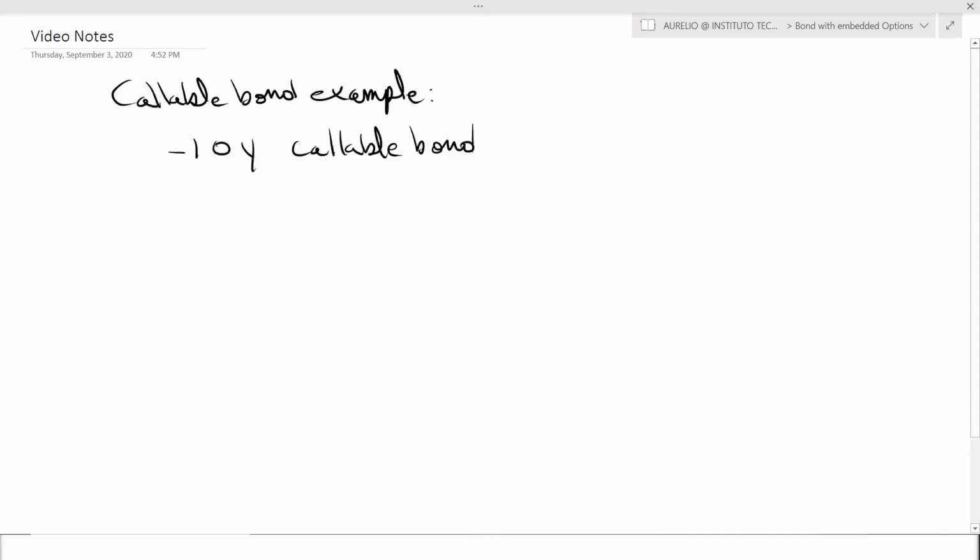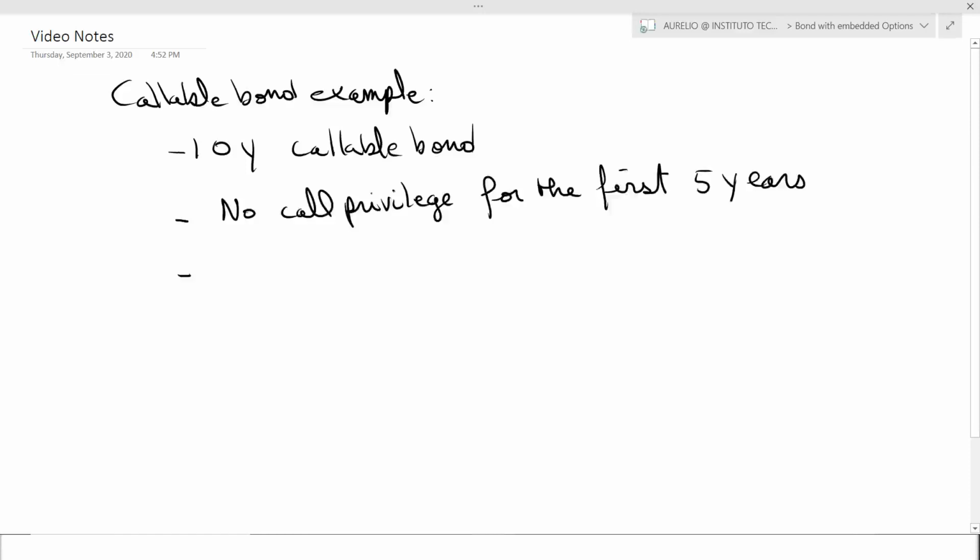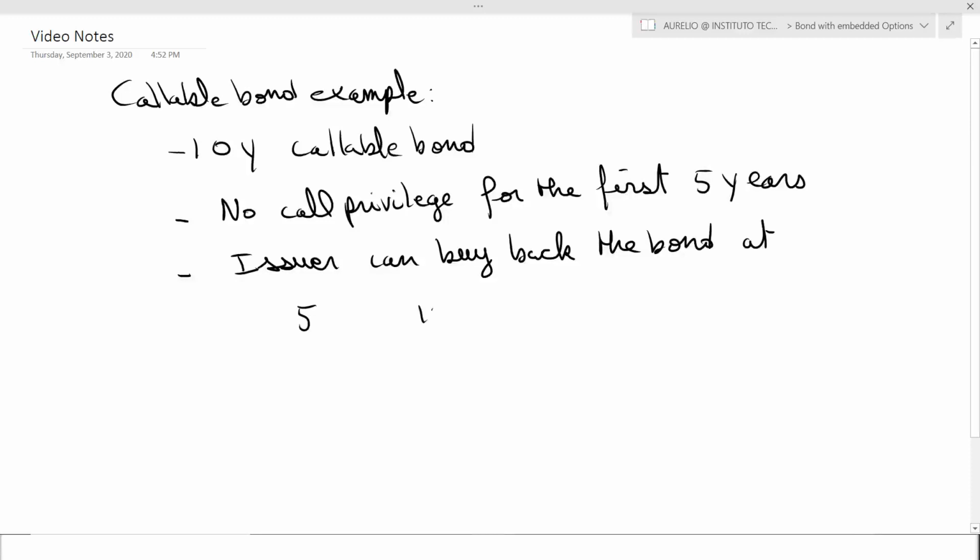Let's give some examples. Let's see a callable bond example. Let's imagine that you have a 10-year callable bond and that this bond cannot be called before year 5. Now, in the future, after year 5, the issuer can buy back the bond at certain prices. Like in year 5, it can buy it back at a price of 107.5. At year 6, at a price of, again, 107.5. Year 7, 106. Year 8, 106. Year 9, 103. Now, notice that the prices of these bonds are decreasing as they approach maturity.